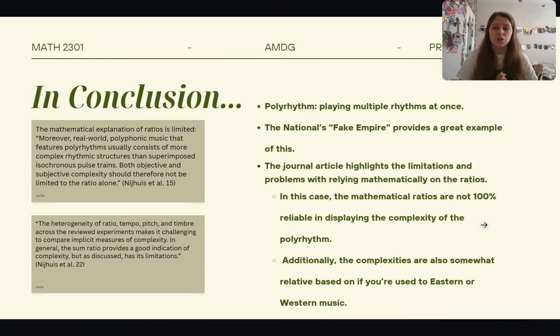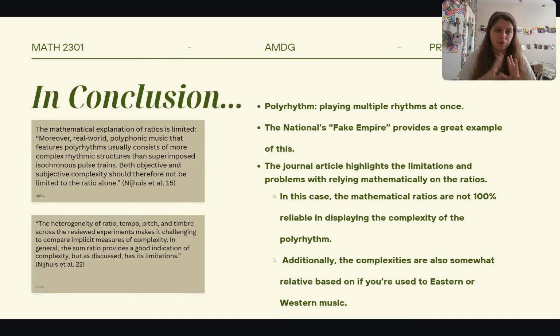So, in conclusion, the mathematical explanation of ratios is limited. Real-world polyphonic music that features polyrhythms usually consists of more complex rhythmic structures, and therefore should not be limited to ratio alone, if you look at that little paragraph right there. Another helpful paragraph I read: in general, the sum ratio provides a good indication of complexity, but as discussed, has its limitations.